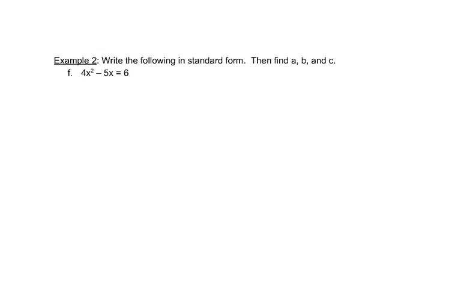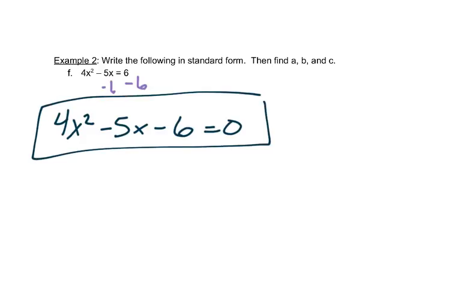One more. So we want to write this in standard form. The first thing is that it's not equal to 0. We need to subtract 6 from both sides. When we do that, we get 4x squared minus 5x minus 6 equals 0. And now it's in standard form. So A is 4, B is negative 5, and C is negative 6.